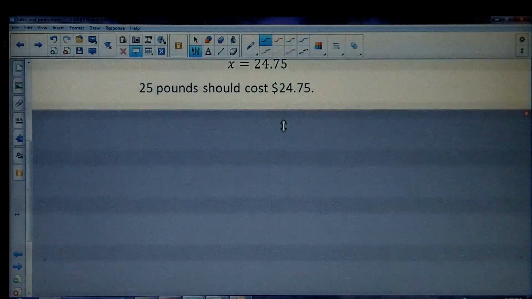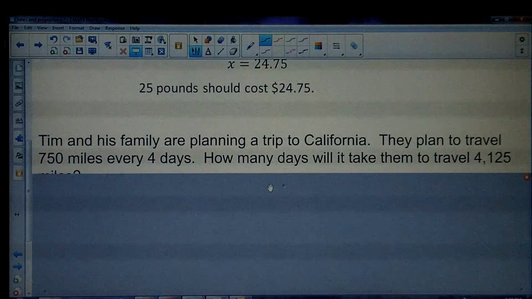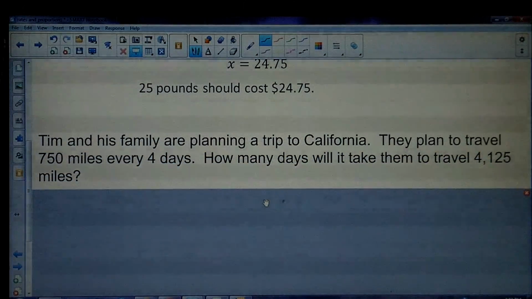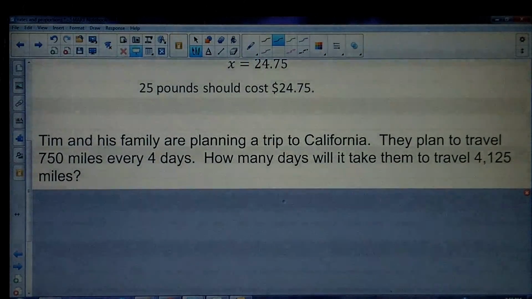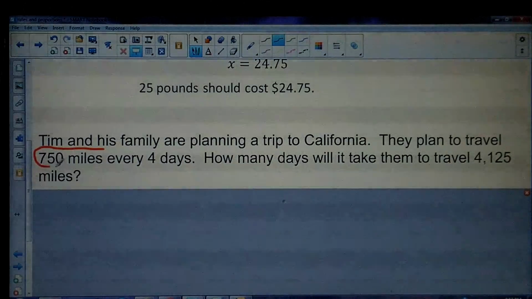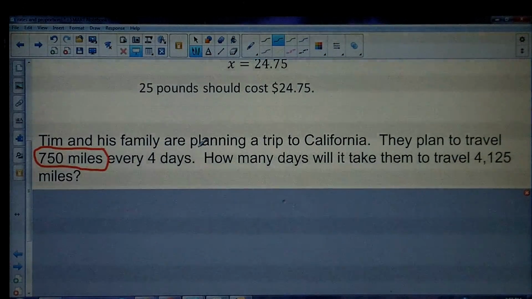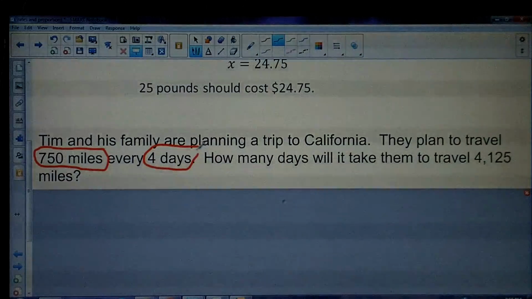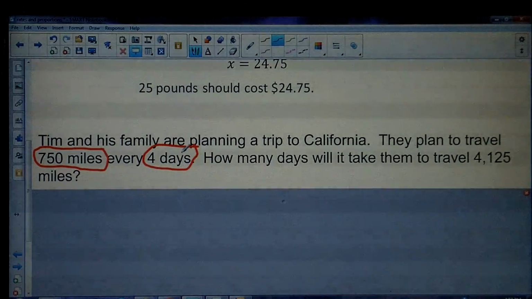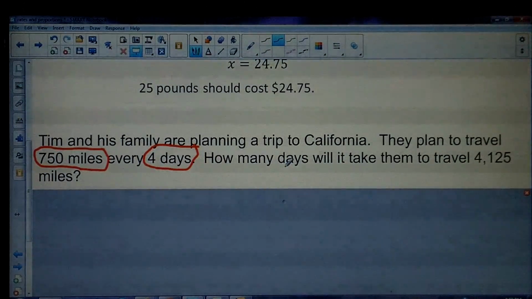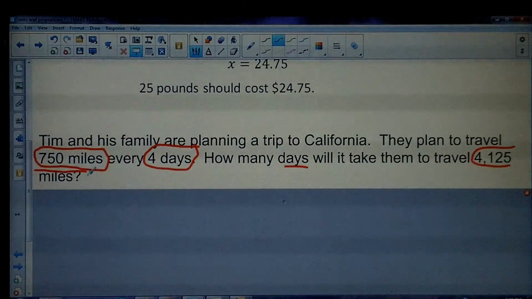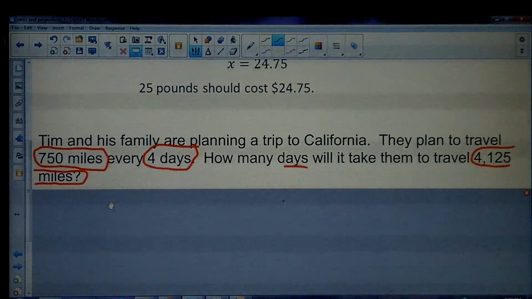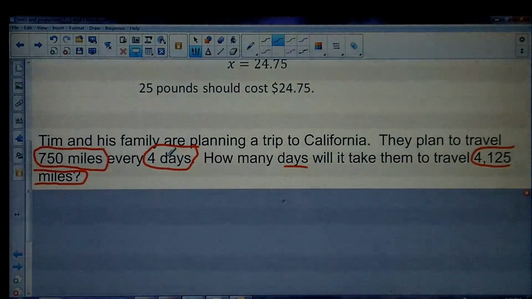Now we're going to solve the second example together. It says Tim and his family are planning a trip to California. They plan to travel 750 miles every 4 days. So I'm comparing miles to days. It wants to know how many days will it take them to travel 4,125 miles. So again, I'm going to set up a proportion because I have two rates.